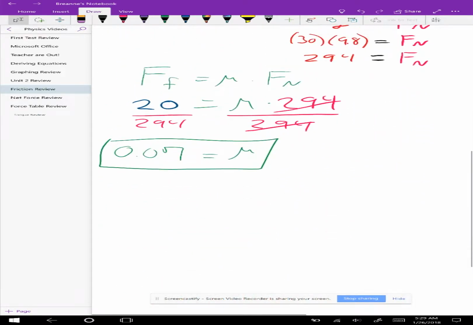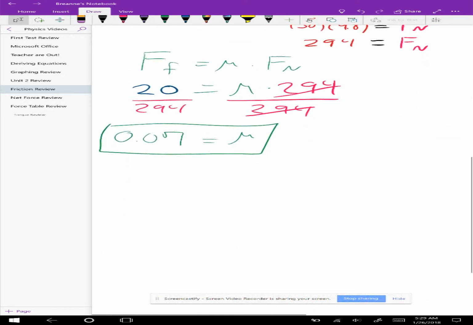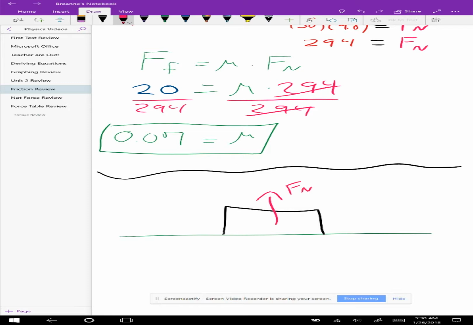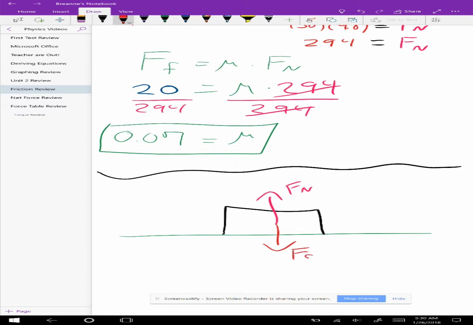Now let's look at one. Let's see, what was our 3? Okay. Now we're going to jump down to this third one. If it's being pulled at an angle. So we're going to go back to our box here. You still have your force of normal going up. You still have your force of gravity going down. But now your force is being pulled at an angle.